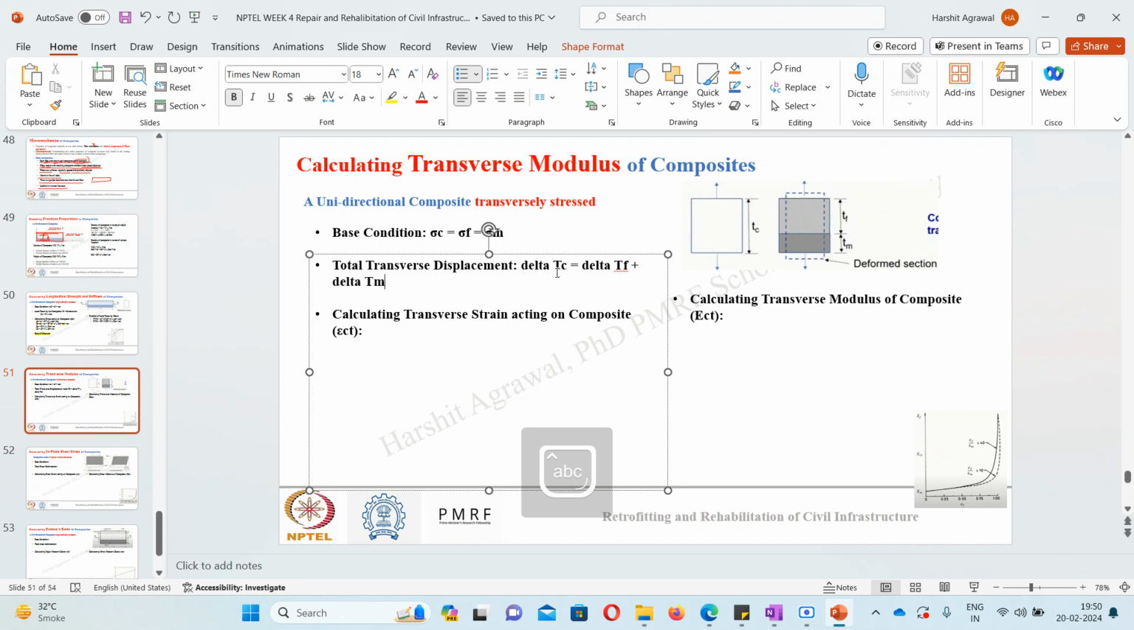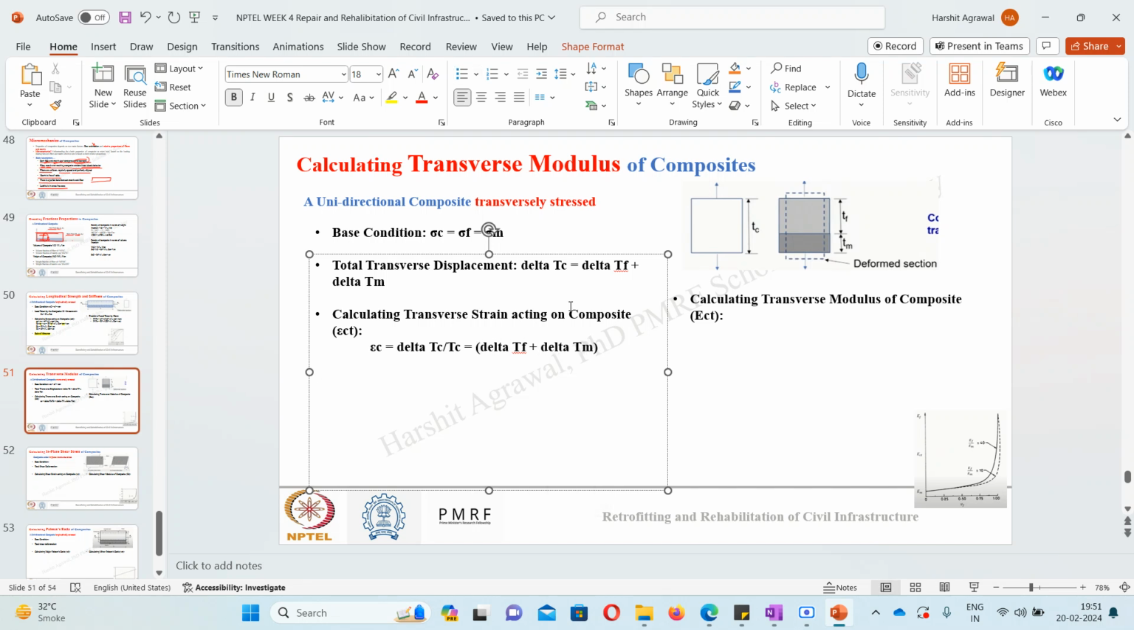Okay, now I can write displacement. I know delta, so I can write strain. Strain is nothing but delta L upon L. So the strain in the composite I can write as delta TC upon the original length, that is TC in the transverse direction, which is equal to delta TF plus delta TM upon the original length.